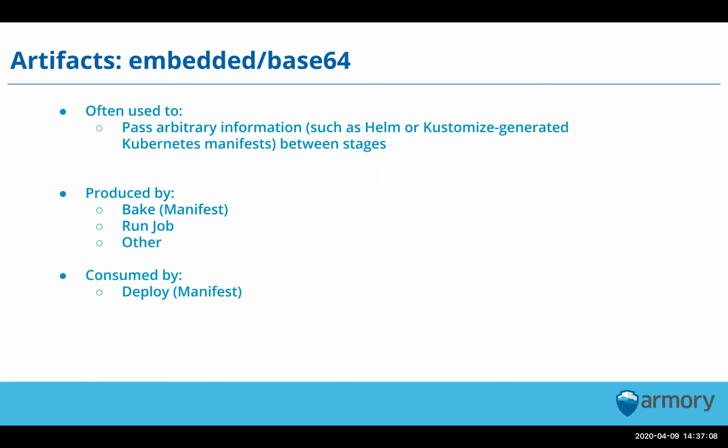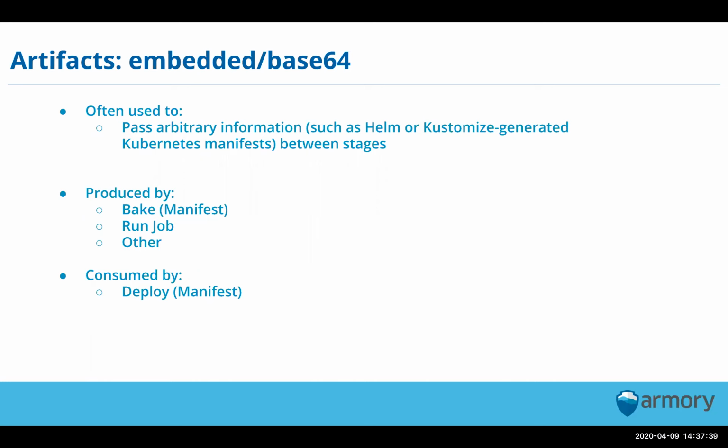So in this case, what we're doing is we're generating a Kubernetes manifest from a Helm chart, which is a big, large YAML file, and we're base64 encoding that, or base64 hashing that, not really encrypting it. And then we're going to pass that to a deploy stage. So we have two stages. We have the bake stage, which takes a Helm chart as an input and outputs a base64 artifact. And then we have a deploy stage, which takes a base64 artifact as an input and deploys that.